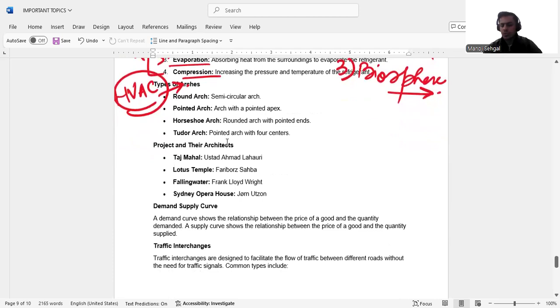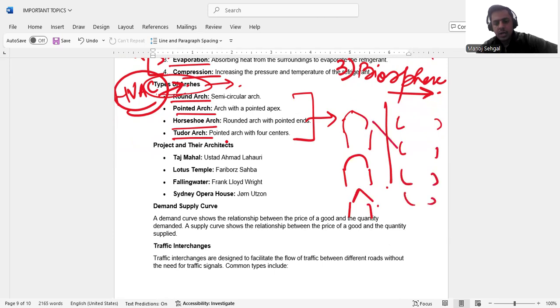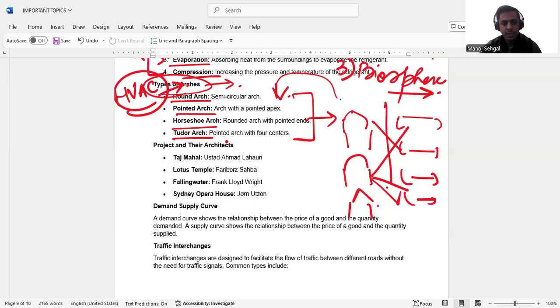Moving on, we have the case of various types of arches. It could be the round arch, the pointed arch, the horseshoe arch, and the Tudor arch. There may be various sketches of the arches, and you may be directly given the name of that particular type of arch, and you just need to match the answers, which can only be done when we learn about the various theoretical ideas of different types of arches.